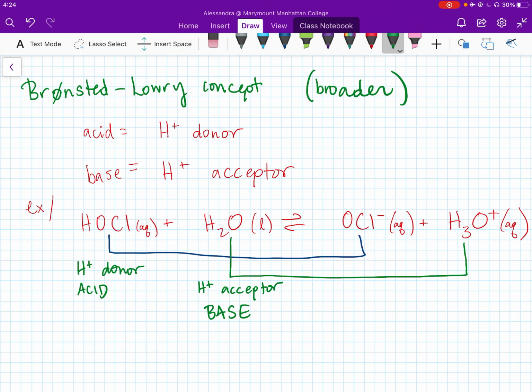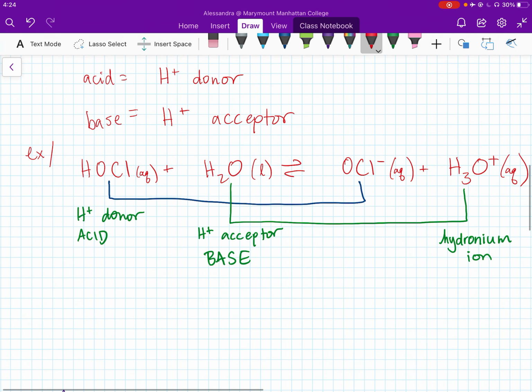Now, on the right side of the reaction, we have two different ions, and you should know the name of H3O plus. This is the hydronium ion. We're going to see this a lot in acid-base chemistry. The hydronium ion is the strongest acid species in water that we're going to see in our aqueous acid-base systems. So you should know that name, hydronium. I'll talk more about this reaction in a minute, but I want to talk now about another example so you can see the Bronsted-Lowry definition in action.